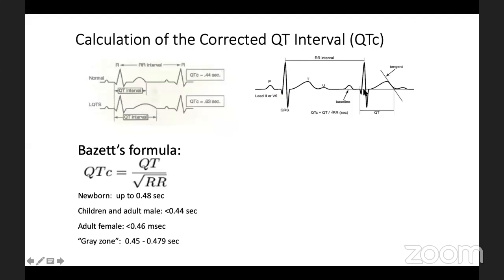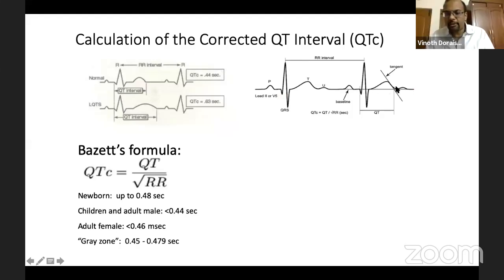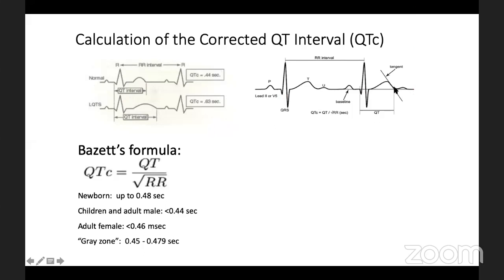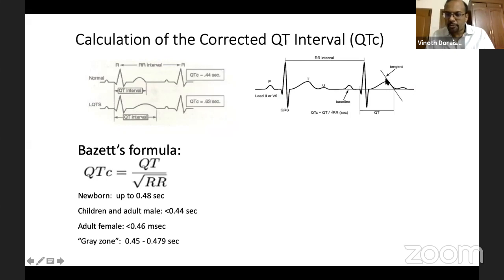Sometimes it's very difficult to find the end of the T wave. If you cannot find the end of the T wave, for example, if the T wave does not touch the baseline, you have to calculate the QT using the tangential method. From the downward slope of the T wave, you draw a line until it meets the baseline, and that will be the end of the T wave, and the QT interval is calculated from that.